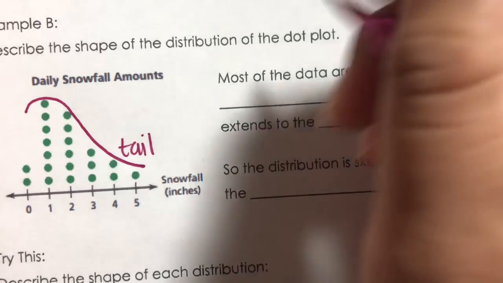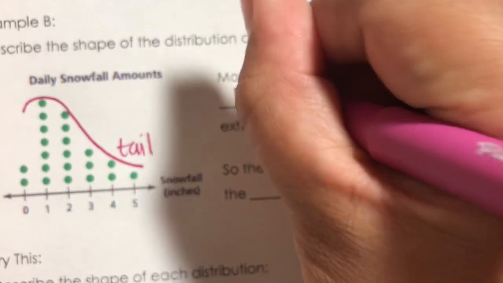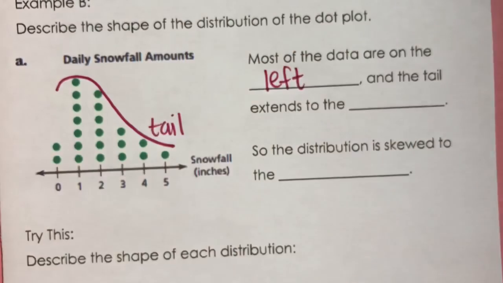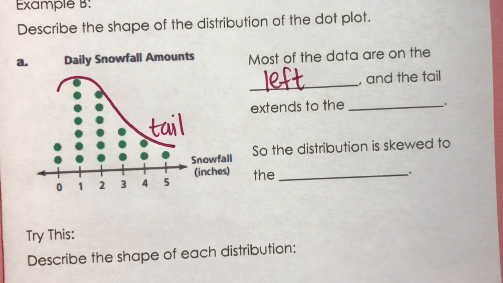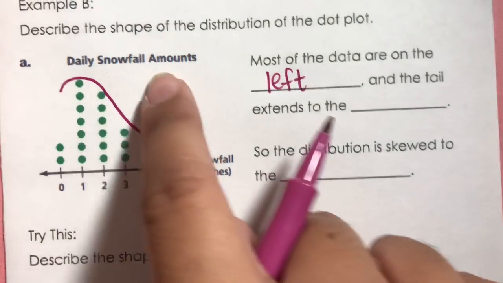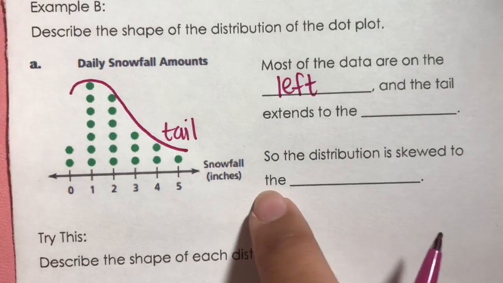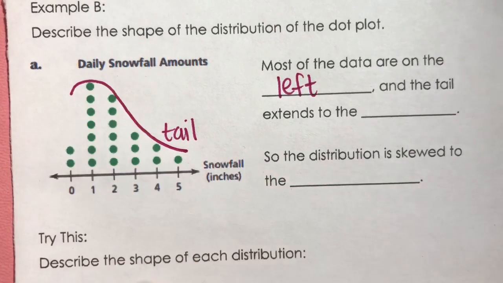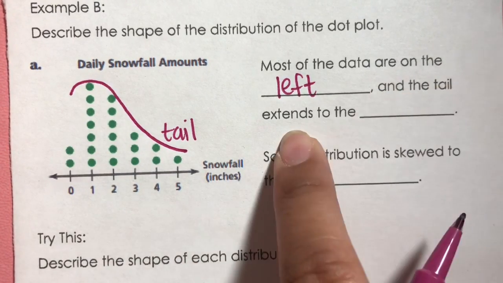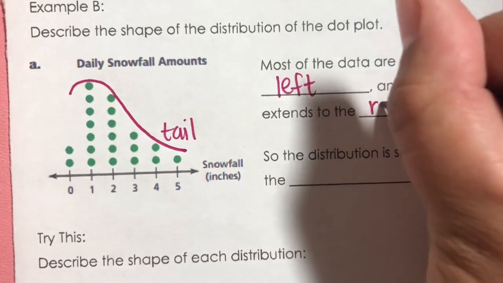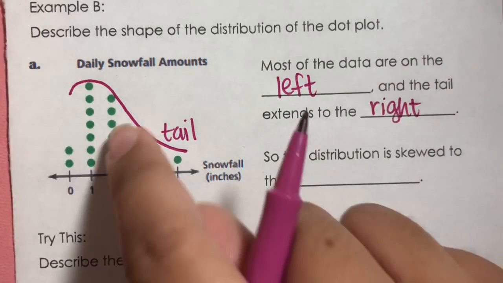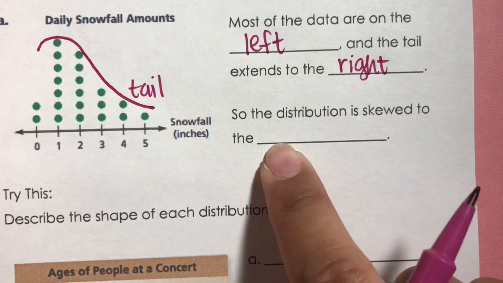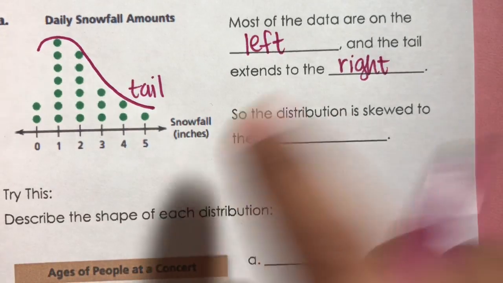So most of the data are, hopefully you wrote down, on the left, because most of the data falls on the left side of the dot plot. This is daily snowfall amounts, in inches of snowfall, and most of it falls under 1 and 2, and then the tail extends to the right. This is where the data starts to fall. So the distribution is skewed to the, where's the tail going? To the right.